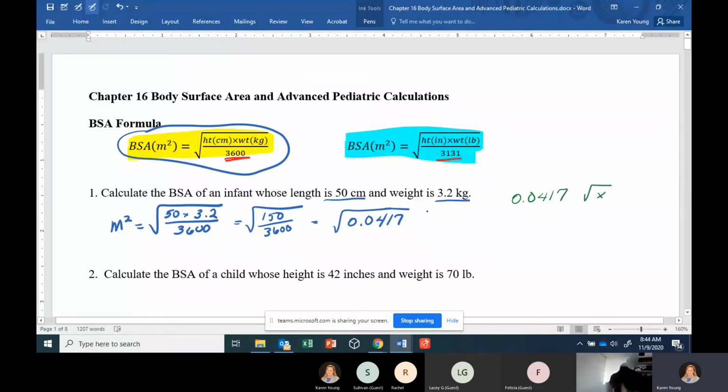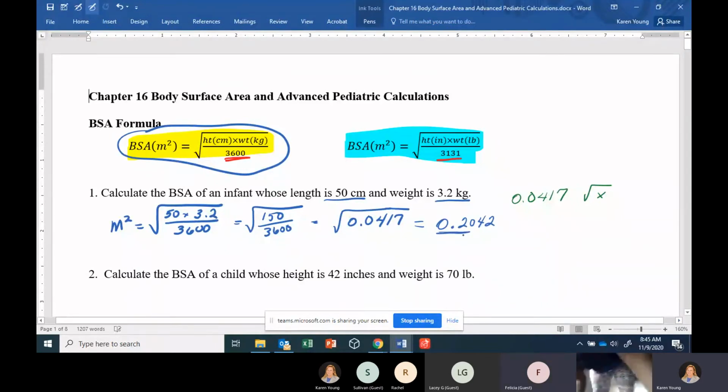If you have a calculator, it depends on the calculator too. Some of them you may have to do the same way I did for the iPhone. Some calculators you can do the square root and then put the number in it. So if I take the square root of 0.0417, I'm going to get 0.2042. And I want to round this to 2 decimal places.